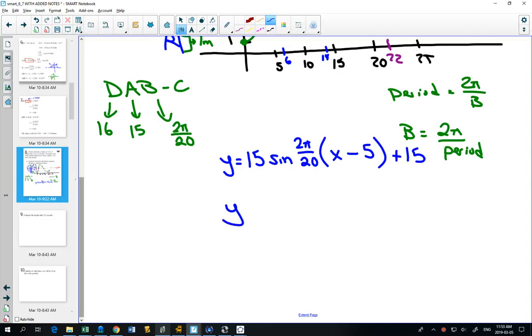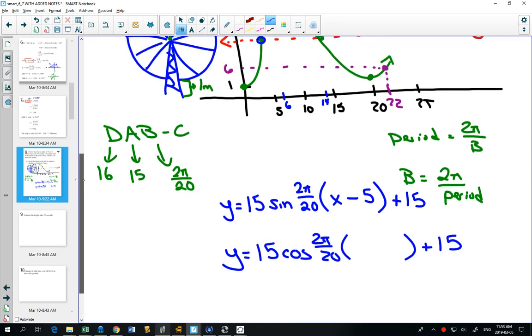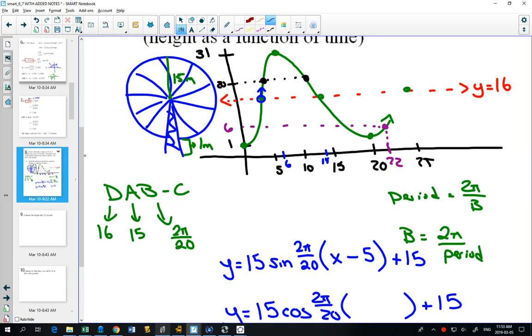I could have also chosen a cos graph. The b value would stay the same. The a value stays the same. The center line stays the same. Where does a cos graph start? At a maximum. Where's my first maximum? 10 units to the right. So I could write x minus 10.